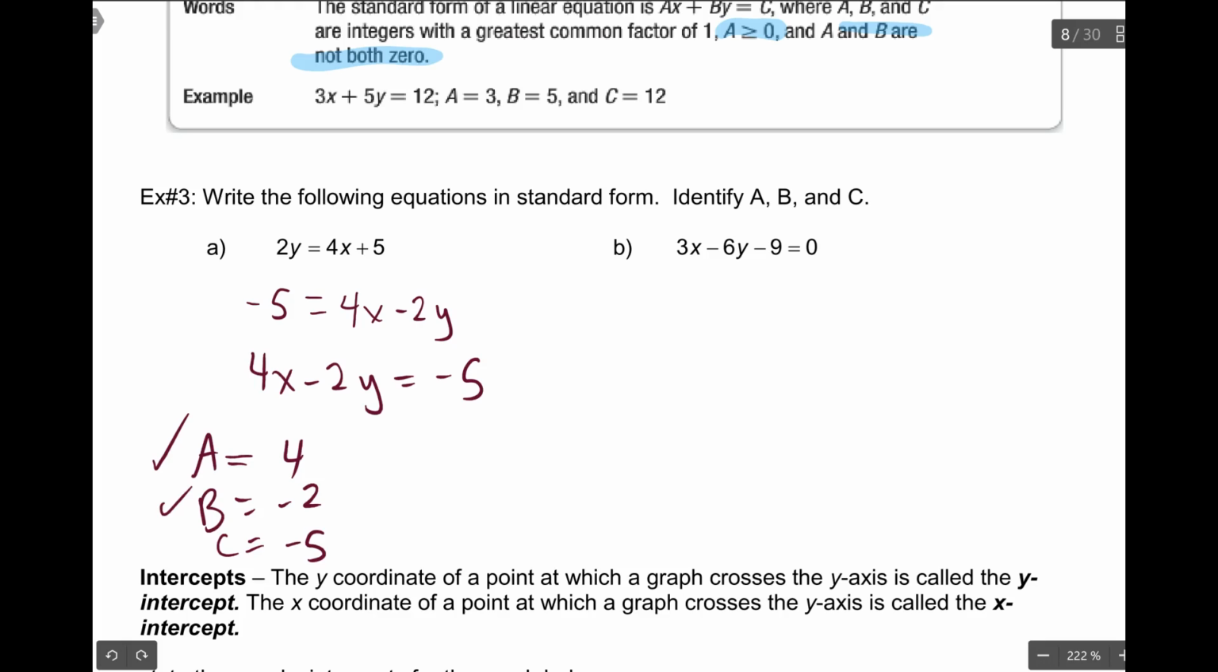So we made sure a and b are integers. A is positive, and c, that's fine. It could be 0, it could be negative 5, whatever.